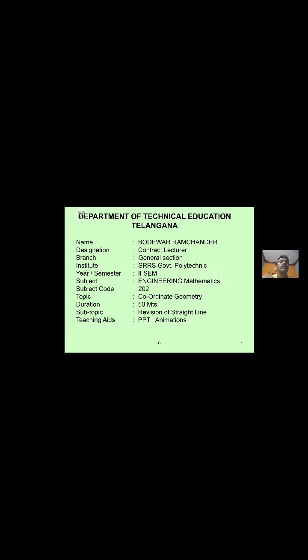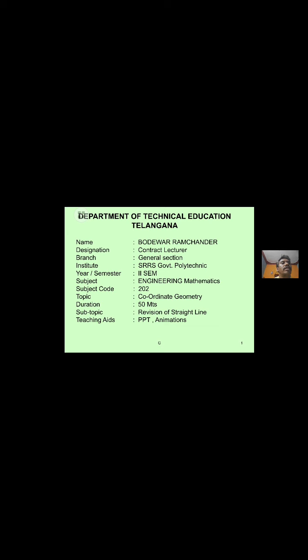And we will start second sem. So, a little bit introduction of myself and about the class. My name is Bodevar Ramchander, working as a contract lecturer and branch general section, Institute, SRRS Government Polytechnic.